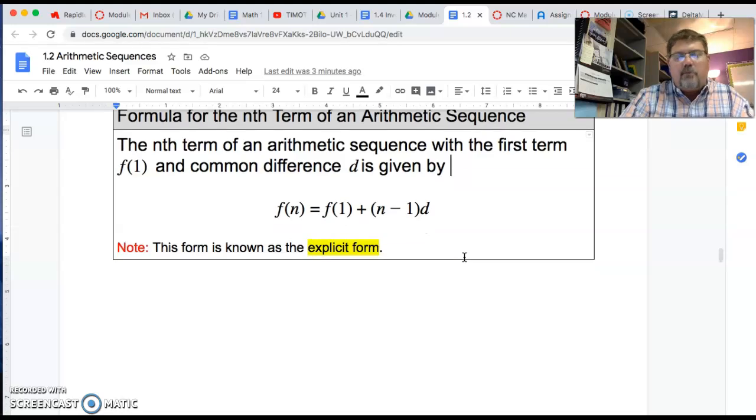So, okay, what do we need to make a formula like this? We need the first term, and we need a common difference, and that's all we need. And a little note here, and this will become important in another video later. This is called the explicit form. The explicit form can tell you any term of the sequence you want anywhere. Okay, that's what's important about that.